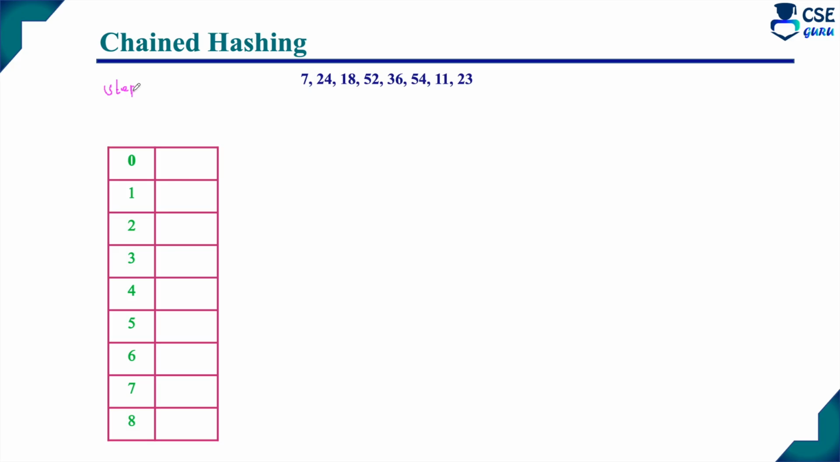Step 1: consider the k value 7. h(k) = k mod m. Here k is 7, and m, the total memory locations, is 9. So you will get 7. Here you have to create a linked list and place the element 7. In a linked list, the first part will contain the data and the next part will contain the link to the next element. So this is the first element.